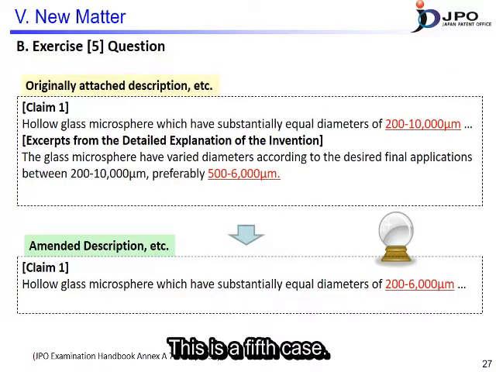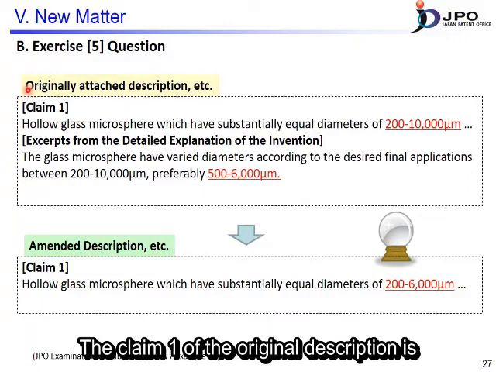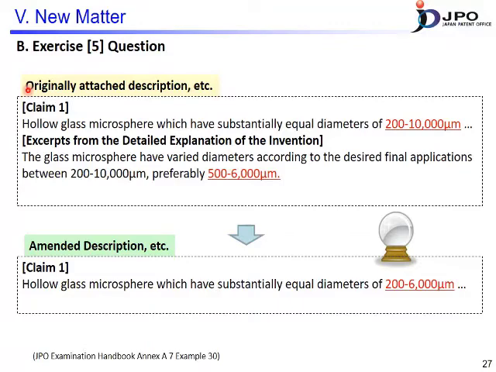Okay, this is the fifth case. Claim 1 of the original description is hollow glass microspheres which have substantially equal diameters of from 200 to 10,000 micrometers.